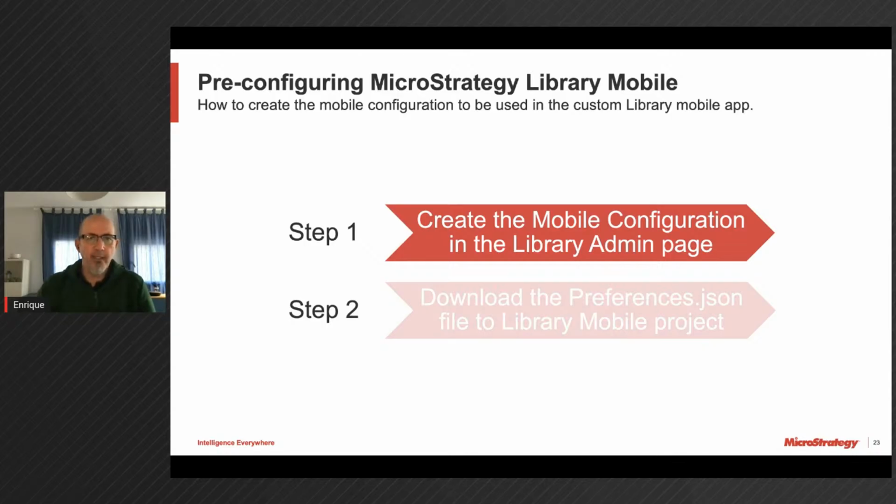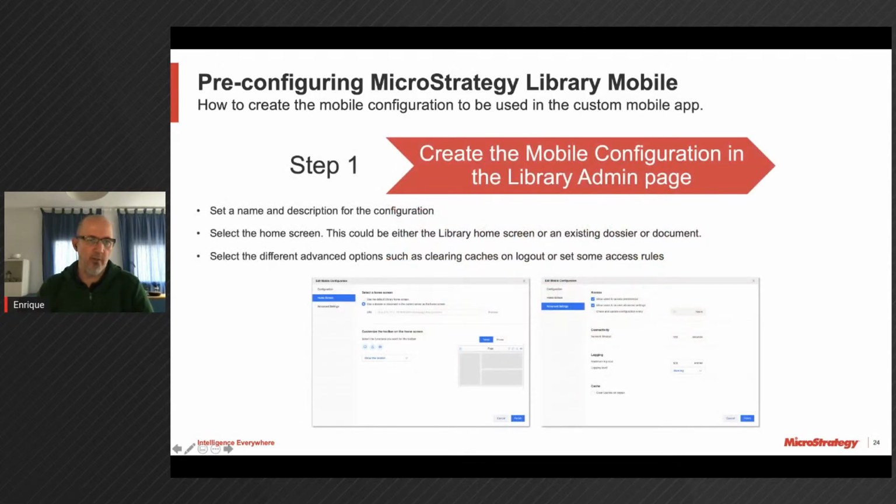Preconfiguring Library Mobile is a great feature that allows to get the different options to connect to a specific environment and package them in the final application. No need to create a configuration link. We will present the steps to Preconfigure Library Mobile.